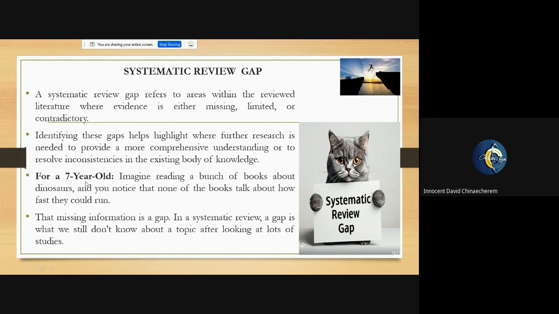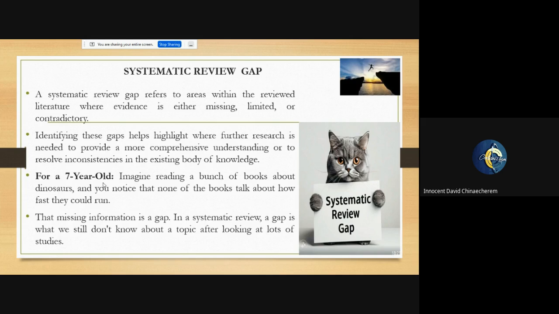So let's say a 7-year-old, right, who is reading a bunch of books on dinosaurs, and you notice that none of those books talk about how fast they can run. Maybe all those books are primary studies, right? Or let's say they're actually systematic reviews that have been conducted. Because when you are identifying your systematic review gap, you are not looking for primary studies. You are looking for systematic reviews, similar systematic reviews, to see how you can come up with your own. Now, it's different from doing research, your research gap for your project.